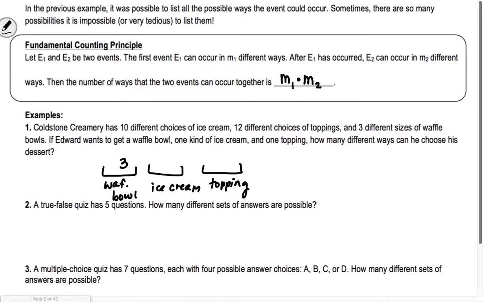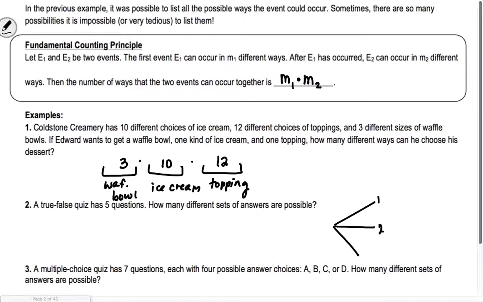So we took 3 different possibilities for the waffle bowl, and then with that we had 10 choices for ice cream and 12 different choices of topping. And this is one giant tree diagram. We'll be talking about tree diagrams throughout the chapter, but basically it's saying waffle bowl number 1, waffle bowl number 2, waffle bowl number 3.